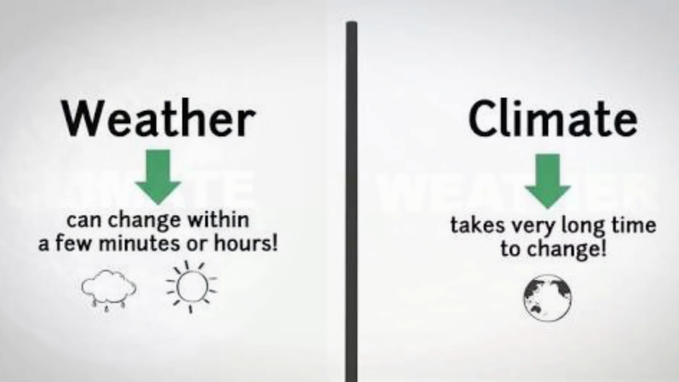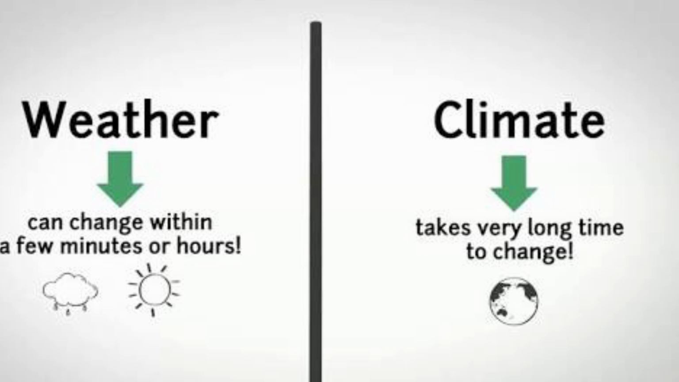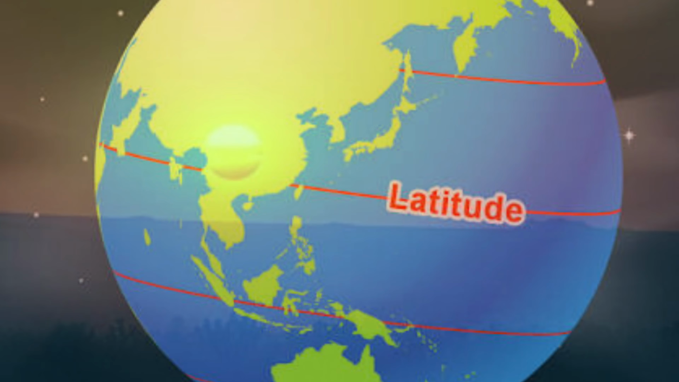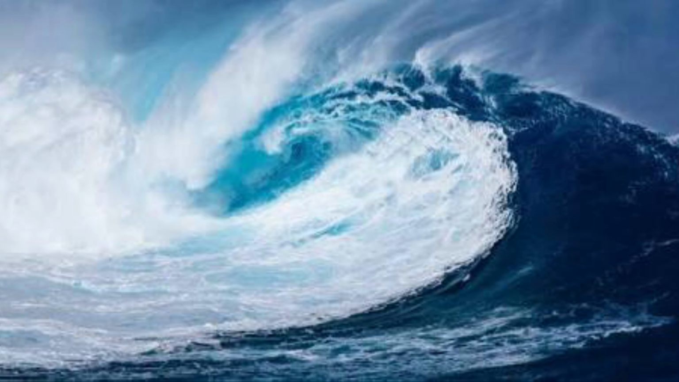Weather is the day-to-day condition of Earth's atmosphere, while climate, on the other hand, refers to average conditions over long periods. Global climate is shaped by many factors, including solar energy trapped in the biosphere, latitude, and the transport of heat by winds and ocean currents.